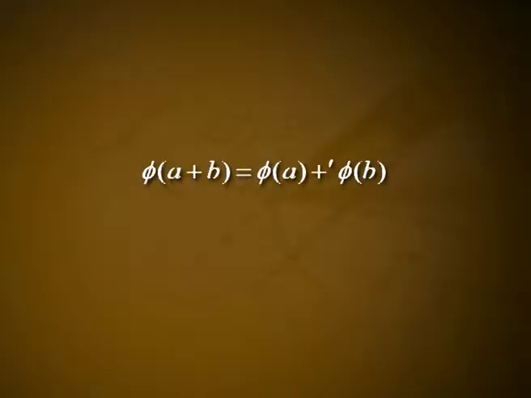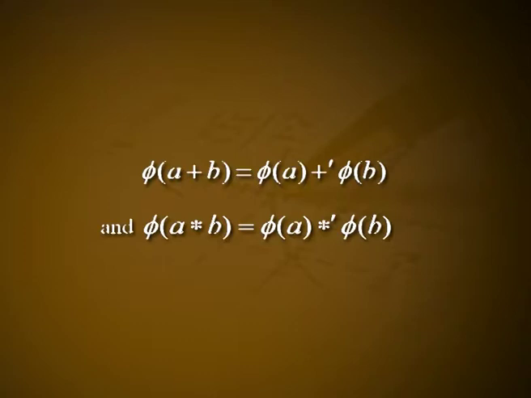Ring homomorphism. Definition: ring homomorphism. A function phi of a ring R into a ring R dash is a homomorphism or ring homomorphism if phi of A plus B equals phi of A plus dash phi of B, and phi of A star B equals phi of A star dash phi of B, for all elements A, B belonging to R.